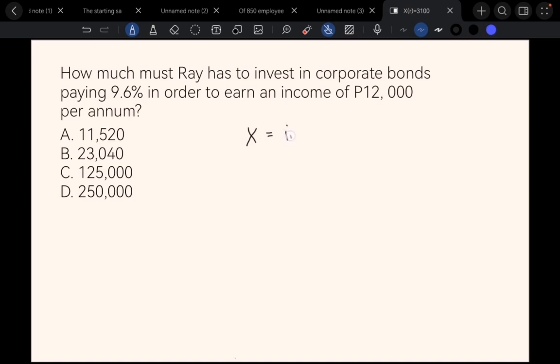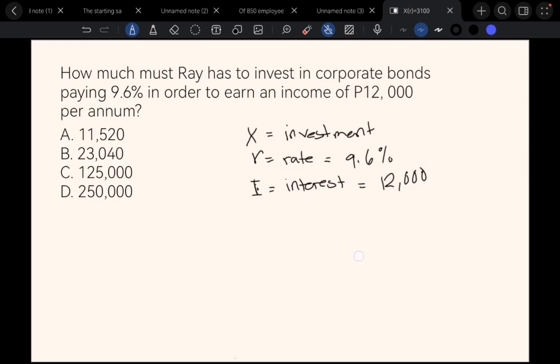So we are looking for X, which is the original investment. And of course, the other givens is the rate. The rate here, represented by R, is given as 9.6%. And we also have the interest amount, which will be represented by I. The interest amount is given here at 12,000.